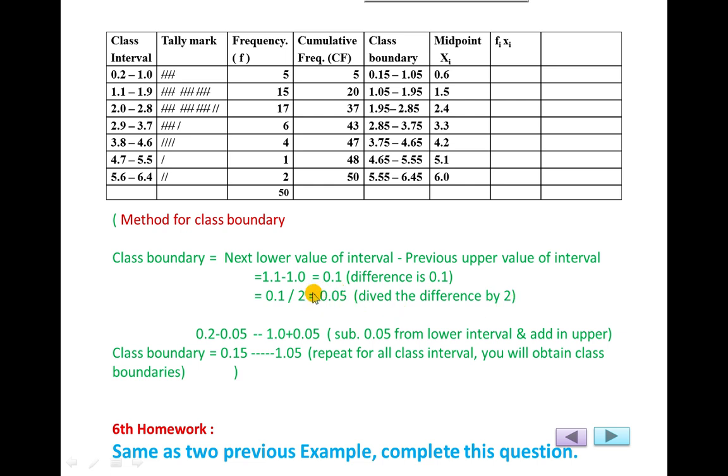And then subtract this value from all lower interval values, and add it in the upper interval values. So the lower value here is 0.2, subtract 0.05, you will obtain 0.15. Add in upper will be 1.05. Now subtract from this 0.05: 1 minus 0.05 will be 0.95. Add in upper 0.05 will be 1.95. So repeat this procedure for all the classes for class boundaries.